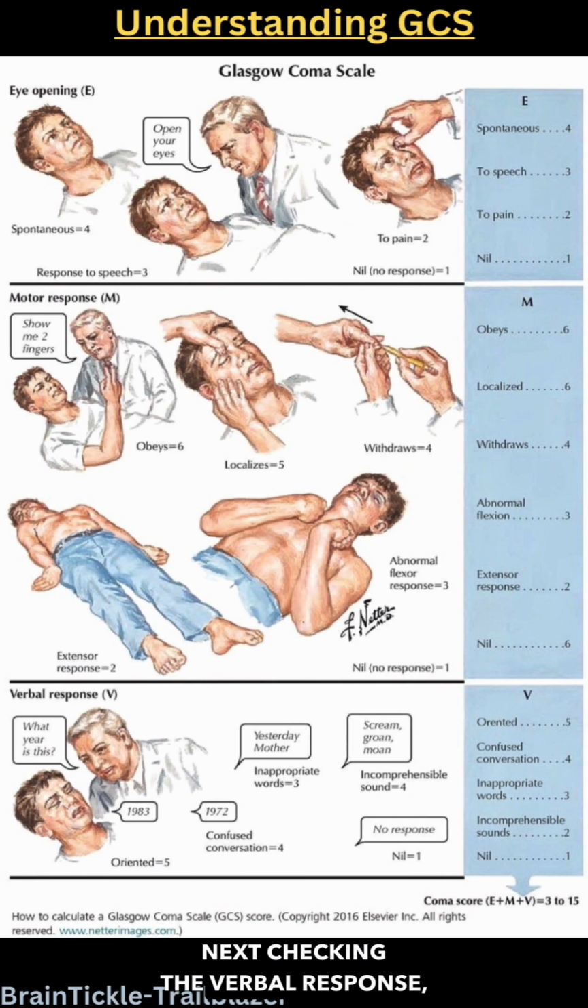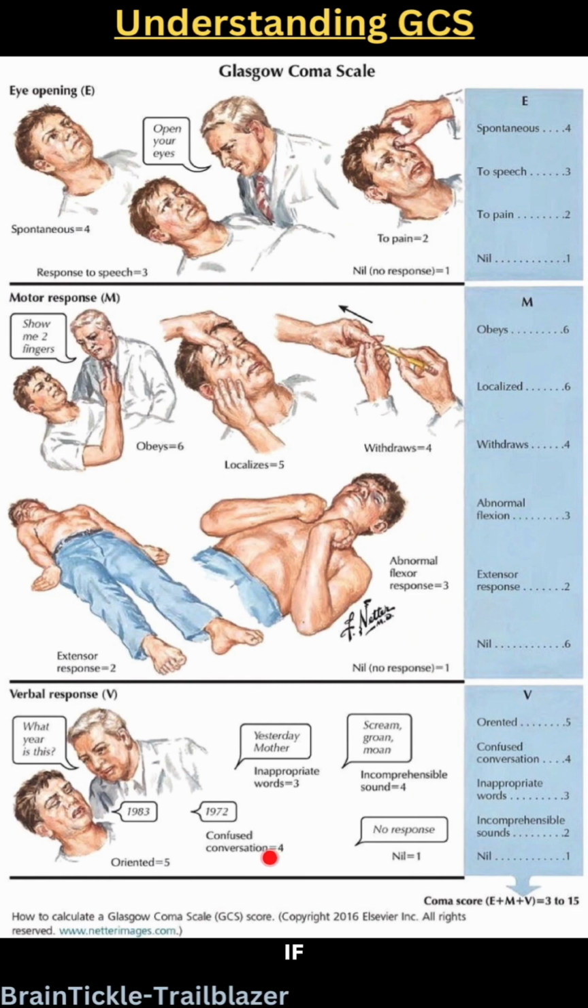Next, checking the verbal response. You are going to ask the patient his name, the place where he is at, or any general question. If the patient gives a correct answer, he is oriented. If the patient is confused about what he is saying, for example, over here the question was, what year is this? Actually, the year was 1983, and if the patient said 1983, we will give a score of 5. But if the patient said 1972, this means that the patient is confused, so we will give a score of 4.